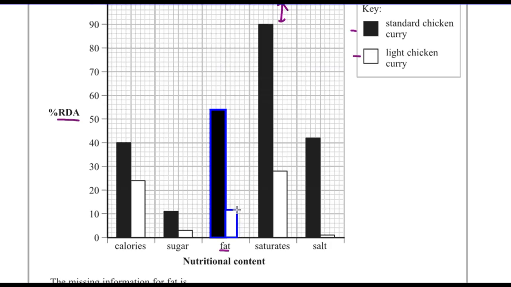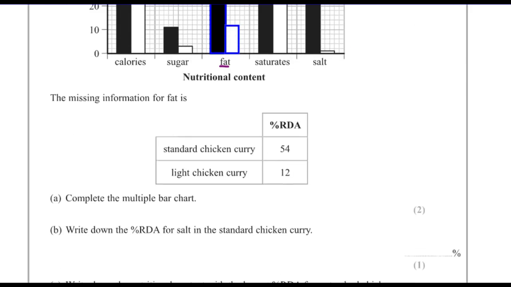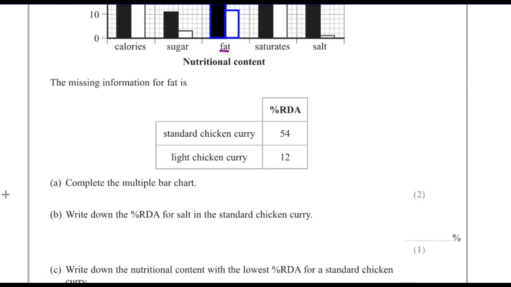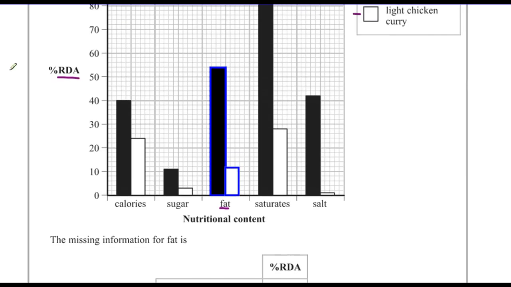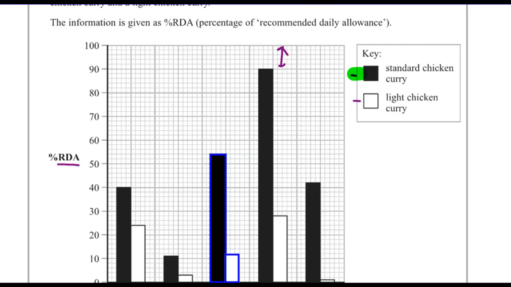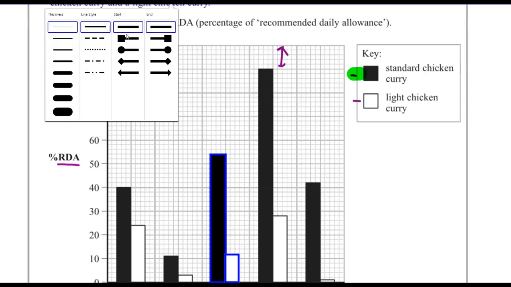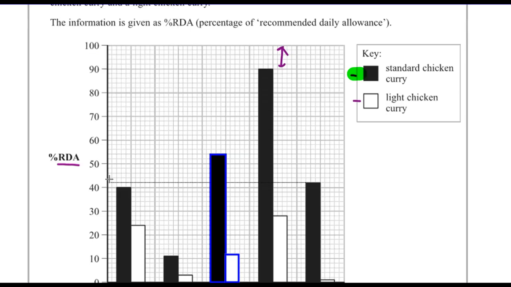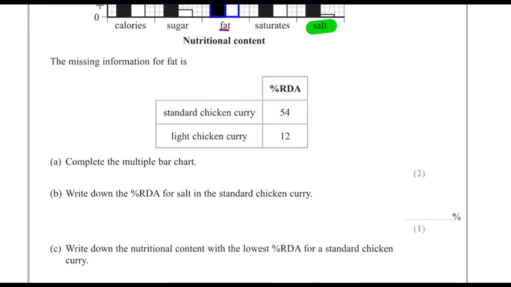Just like that. Okay, so you've completed your bar chart just as it's asked, and that's 2 marks. Part B, write down the percent recommended daily allowance for salt in the standard chicken curry. So we go to salt, and we go to standard, which is from your key, remember, the one that's shaded in dark. And what you can do is just read off, and I'm in the mood for drawing a line, so let's get a dotted line so you can see where we're reading off, and it's going to be bang on 42. Okay, and it's already got the percent sign for you, so you just write 42.